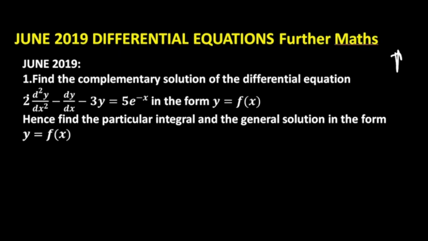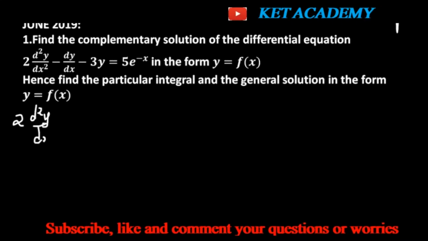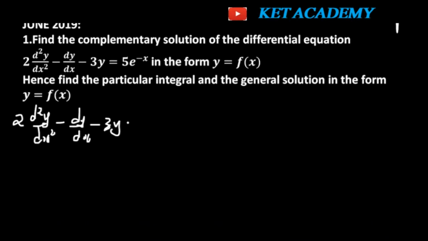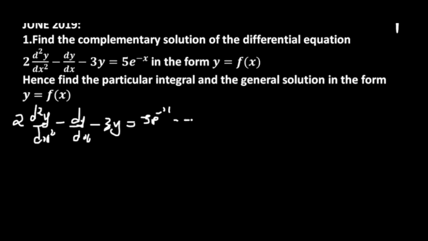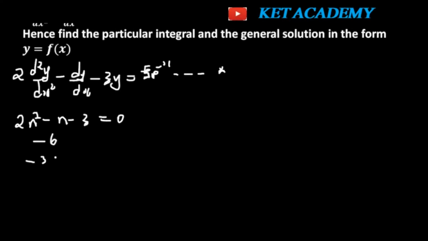Now, looking at our differential equation, we're going to call this our equation star. To get our characteristic equation, it will simply be 2n squared minus n minus 3 equals 0. The roots of this characteristic equation will determine which complementary solution we're going to use. So we're looking for the factors of minus 6, and we see here that we have minus 3 and 2.